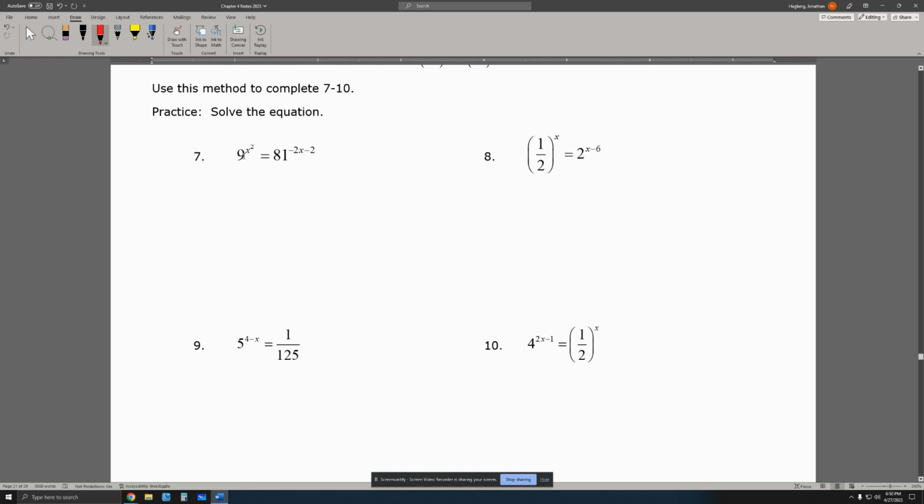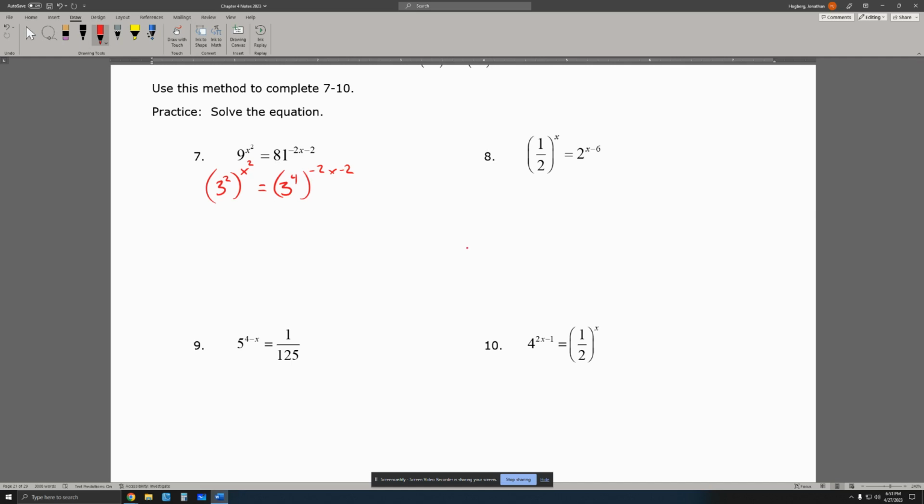So here we have 9 to the x squared equals 81 to the negative 2x minus 2. First thing I notice is that both 9 and 81 are perfect powers of 3. 9 is equal to 3 squared, and then we're raising that to the x squared. And then 81 is 3 to the 4th, and then we're raising that to the negative 2x minus 2. You could also write this in base 9, where 81 is 9 squared. You'll get the same answer either way.